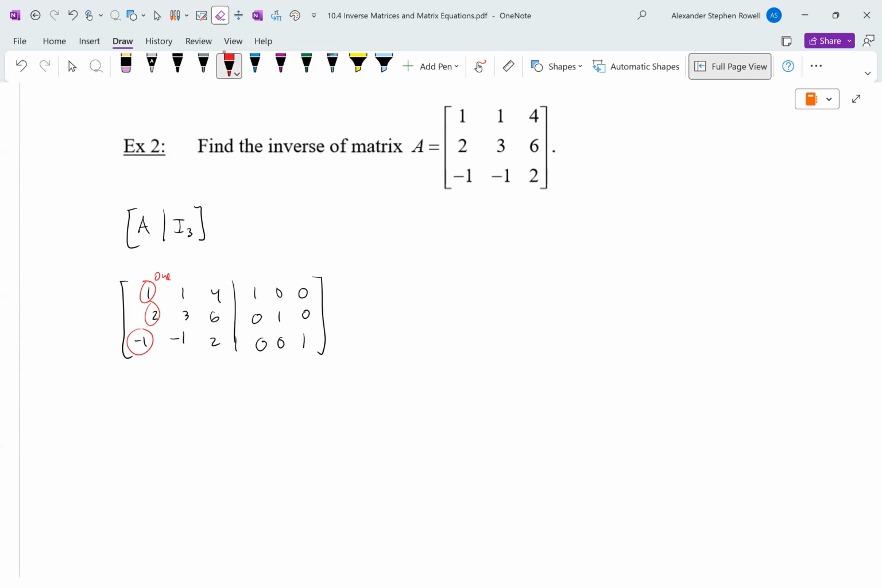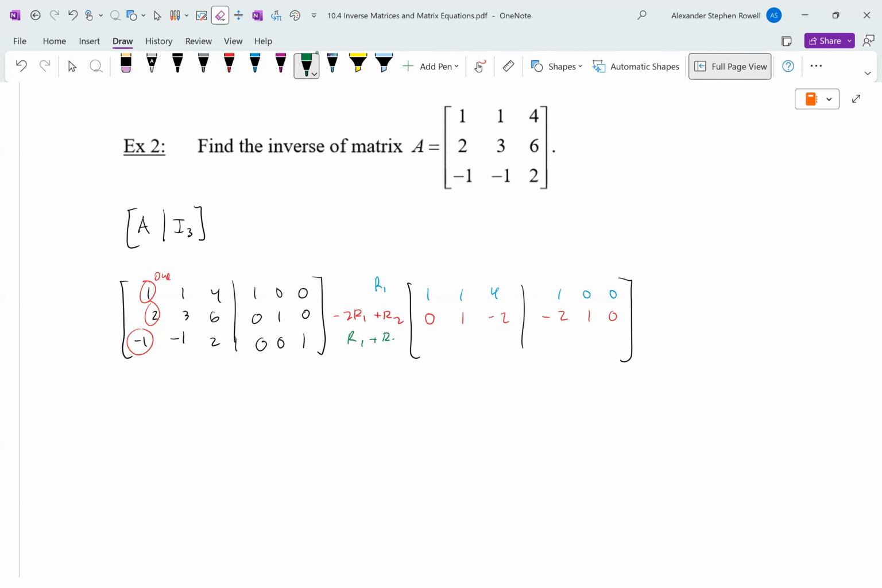So -2 row 1 plus row 2. I'll keep row 1 as it is. So 1, 1, 4, 1, 0, 0. All right, so -2 times row 1 plus row 2 gives us 0, like we wanted. 1, -2, 1, 0. That looks like a good idea.